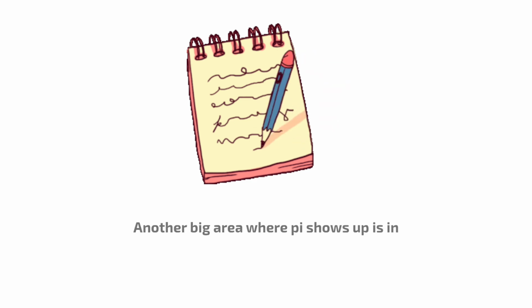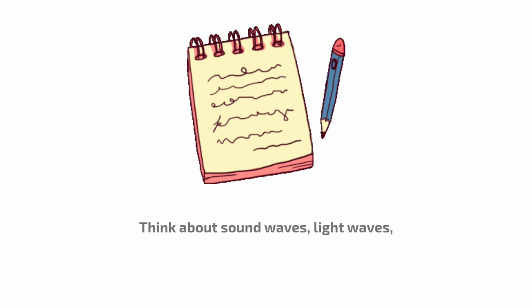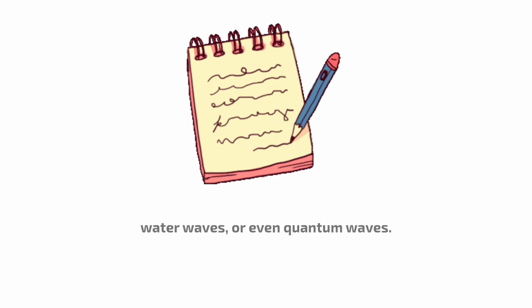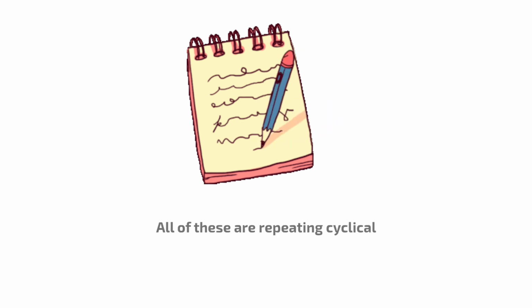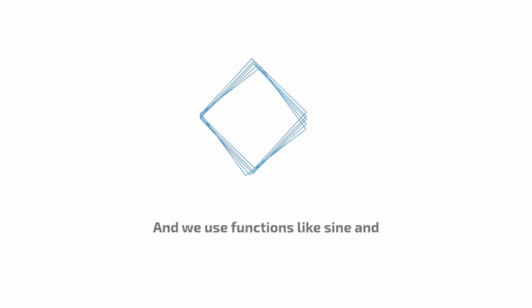Another big area where pi shows up is in waves. Think about sound waves, light waves, water waves, or even quantum waves. All of these are repeating cyclical patterns. And what do we use to describe cycles? We use angles. And we use functions like sine and cosine, which are all based on circular motion.